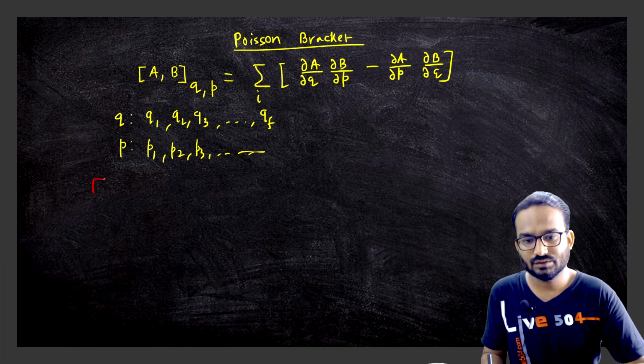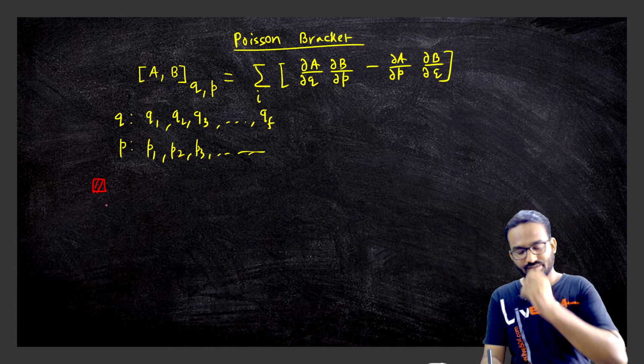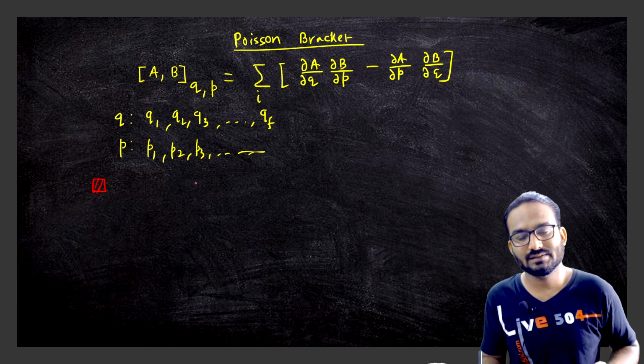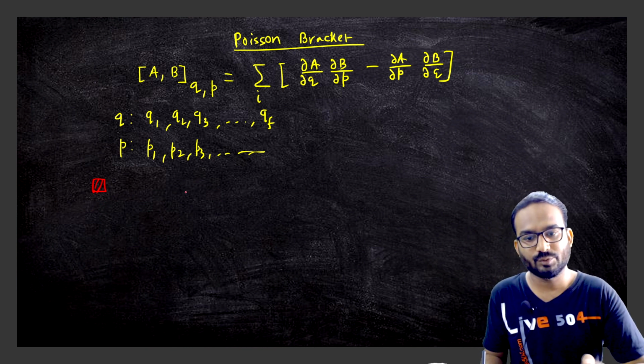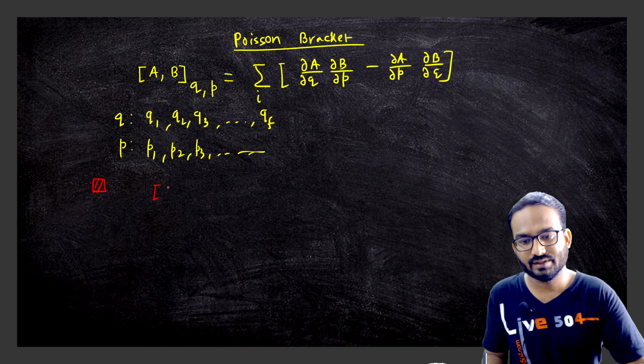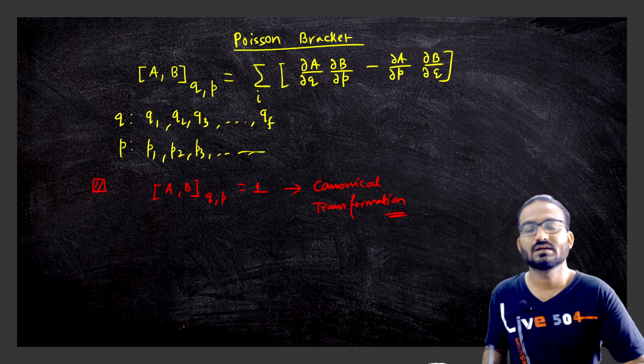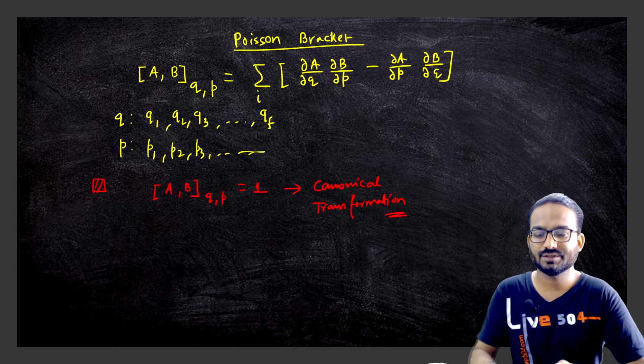Another thing to mention here: if we call some transformation canonical, there is a condition which can be explained using Poisson bracket. Let's say we have a transformation of A, B with respect to Q and P. If the Poisson bracket is 1, we call this transformation a canonical transformation. So now without further ado, let's solve a problem based on this Poisson bracket.